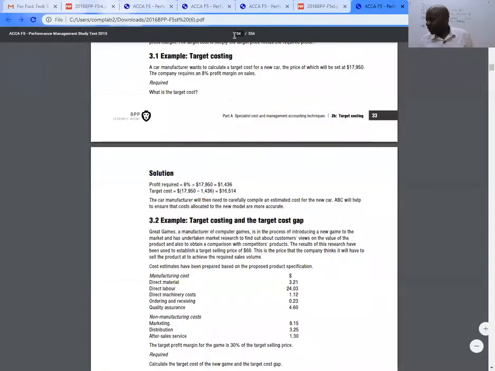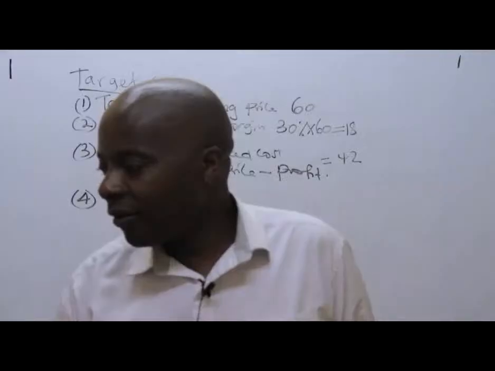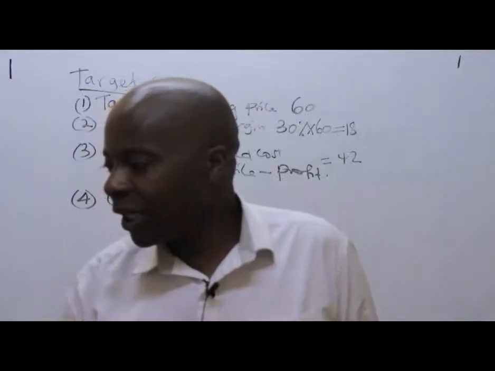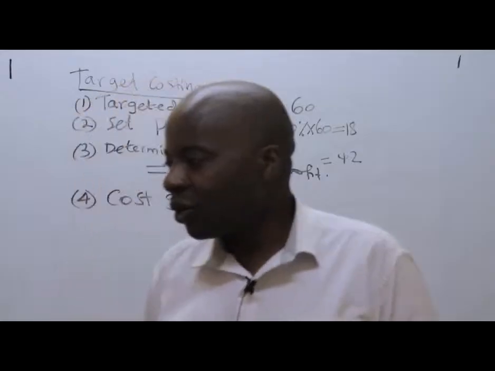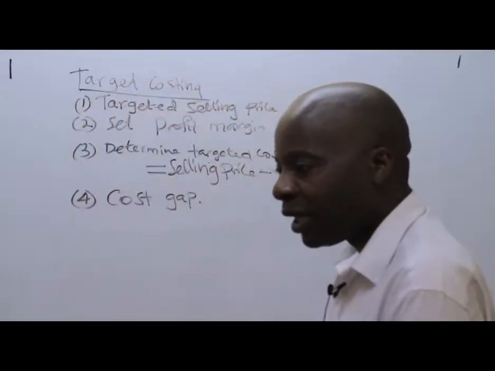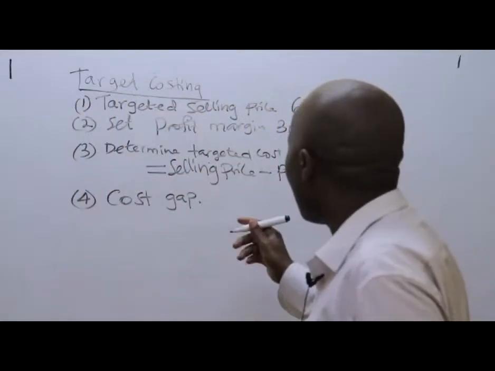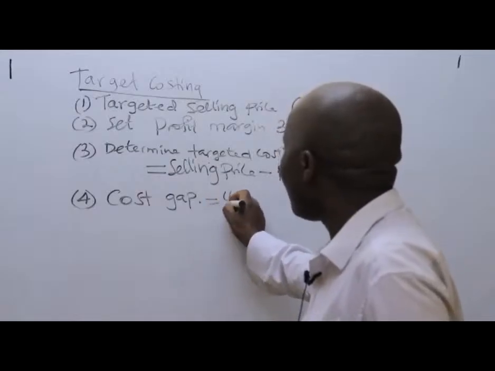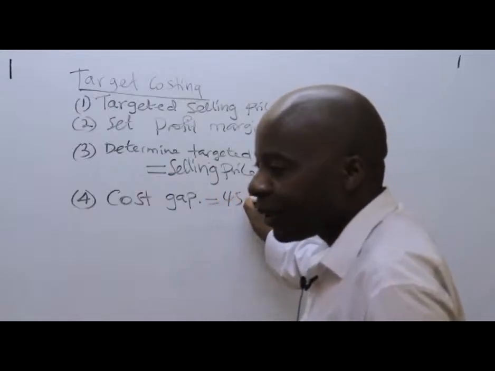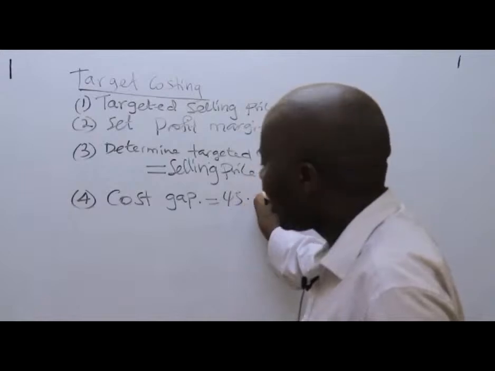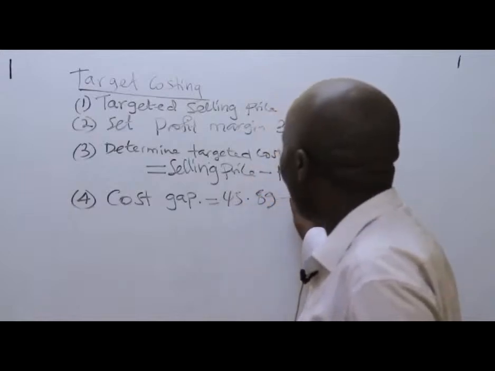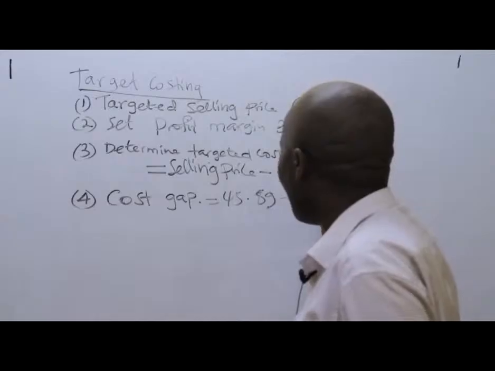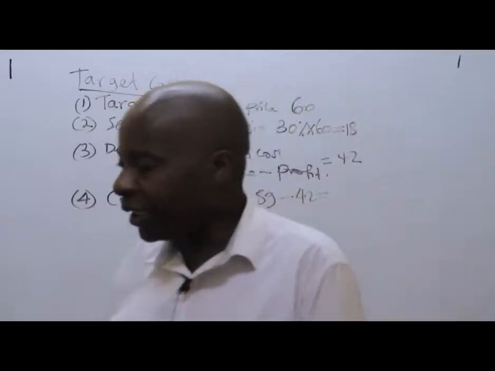So from the answers that I'm able to get from my chart here, most of them, Catelo, we have Josam, we have Okocha, they're giving me 45.89. The gap will be 45.89 minus 42.